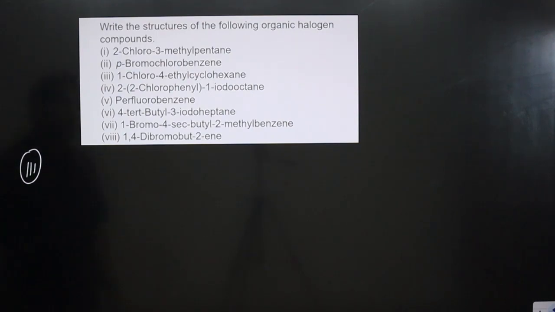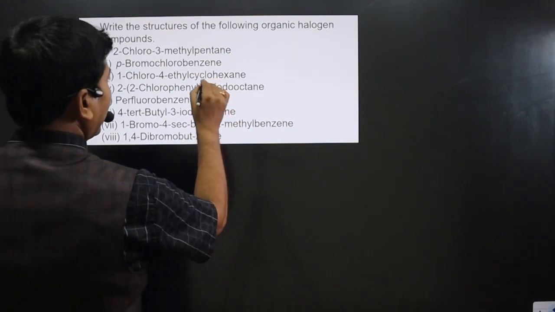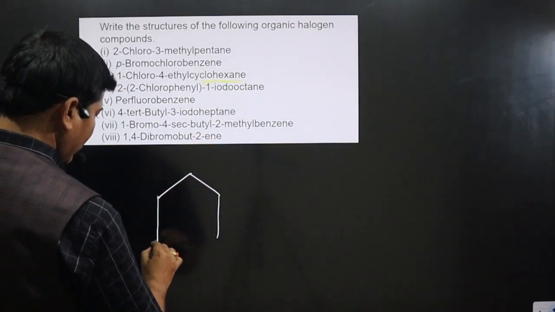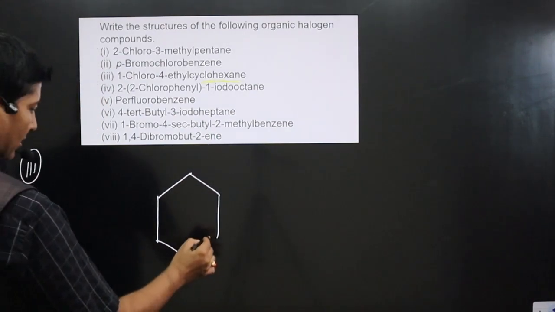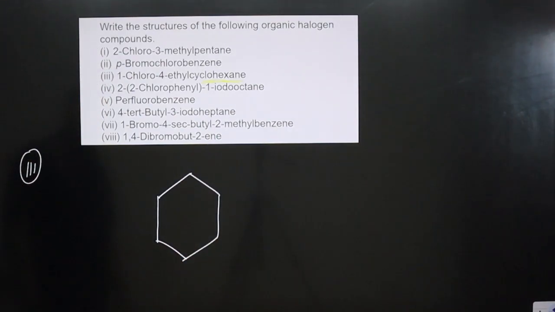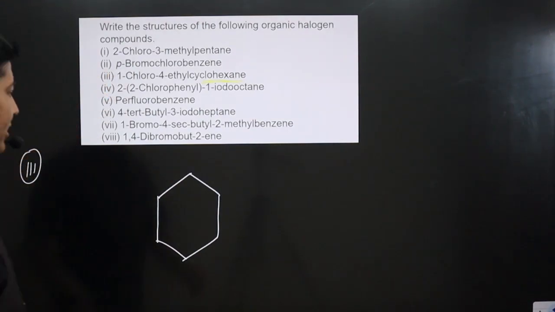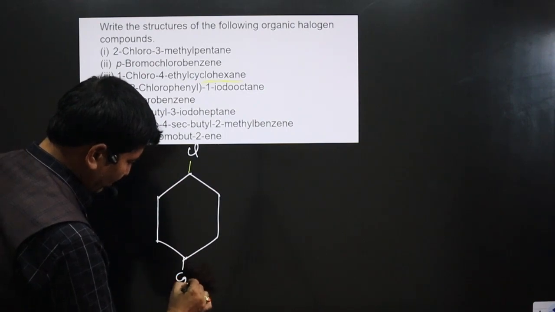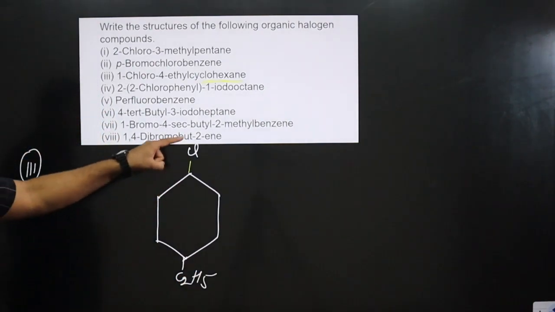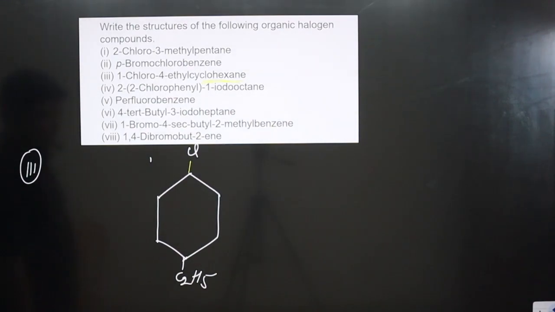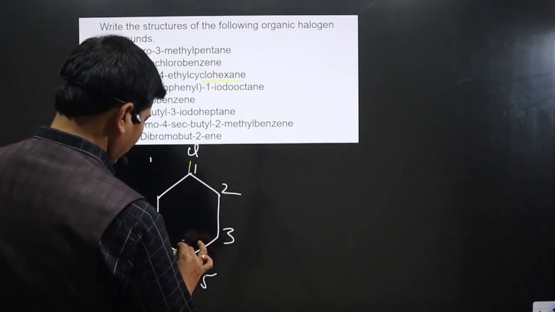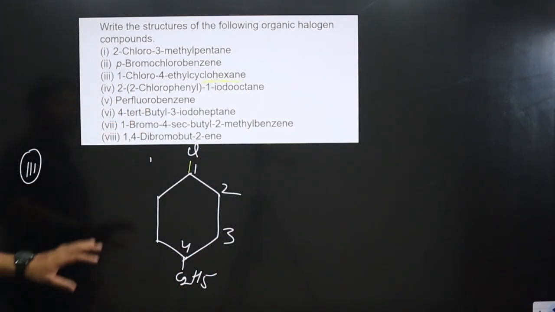Okay, third one. It says 1 chloro 4 ethyl cyclohexane. Cyclohexane is a cyclic compound, the benzene ring is not there, it is a cyclic ring with six carbons. 1 chloro, let's say I attach a Cl here. And 4 ethyl, 1 2 3 4, you can mention C2H5. So 1 chloro 4 ethyl cyclohexane. That is correct.